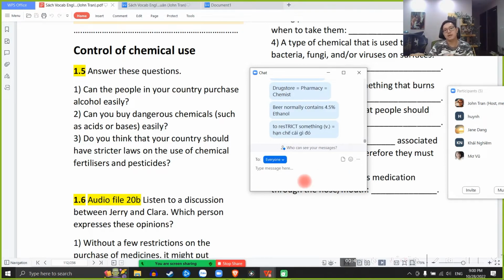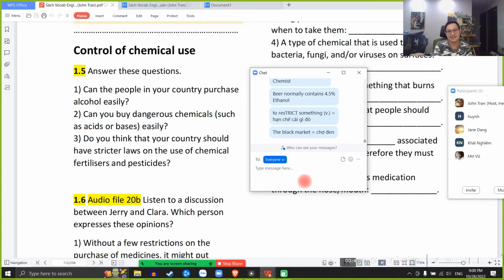So, Nghiêm, can you buy dangerous chemicals such as acids or bases easily in your country? I don't buy dangerous chemicals, but I think it's easy in the dark market. You mean the black market? The black market is something illegal, of course. Alright, so Miss Ma, what do you think? Can you buy dangerous chemicals easily in your country?